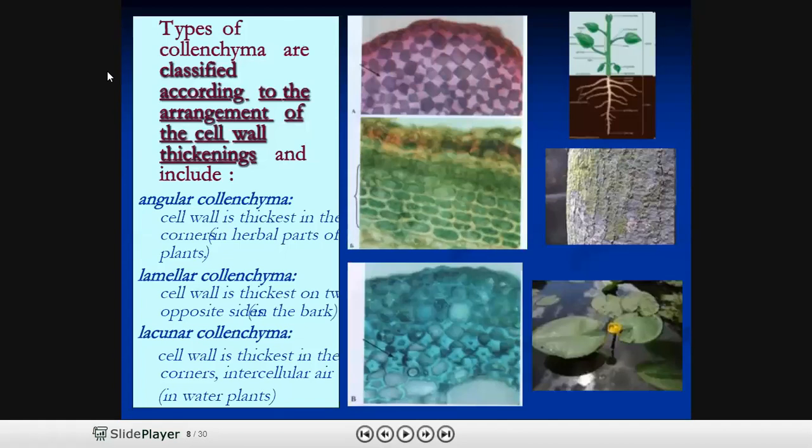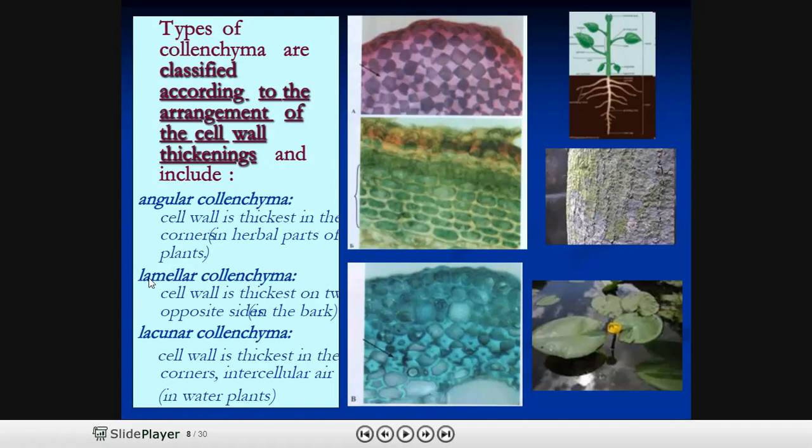Again here, on the basis of location and differentiation, collenchyma is classified according to the arrangement of the cell wall and thickening. First we see angular collenchyma. Here they have developed particular angles, so it is called angular. If you see, the cell wall is thickest at the corners. At the corners they are very thickened and become an angle-like structure. Especially in herbal plants, we can find this kind of collenchyma.